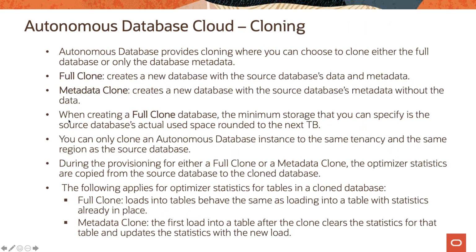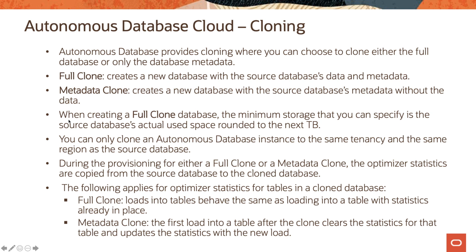Let us now look at the cloning feature of Autonomous Database Cloud. Autonomous Database provides cloning where you can choose to clone either the full database or only the database metadata. When you do a full clone, it creates a new database with the source database's data and metadata. If you choose to do a metadata clone, a new database is created with the source database's metadata without the data. When creating a full clone database, the minimum storage that you can specify is the source database's actual used space rounded to the next terabyte.